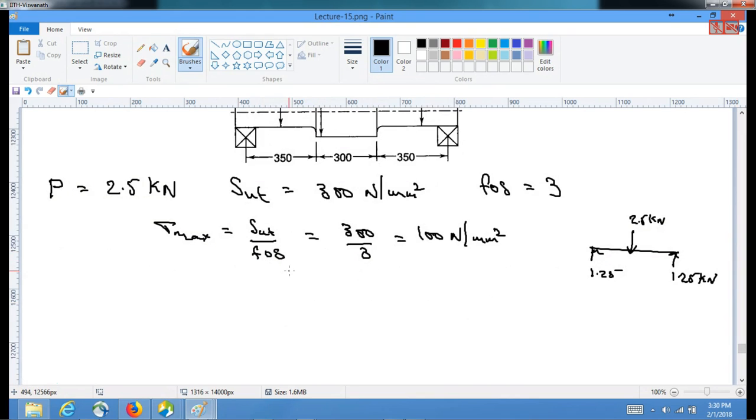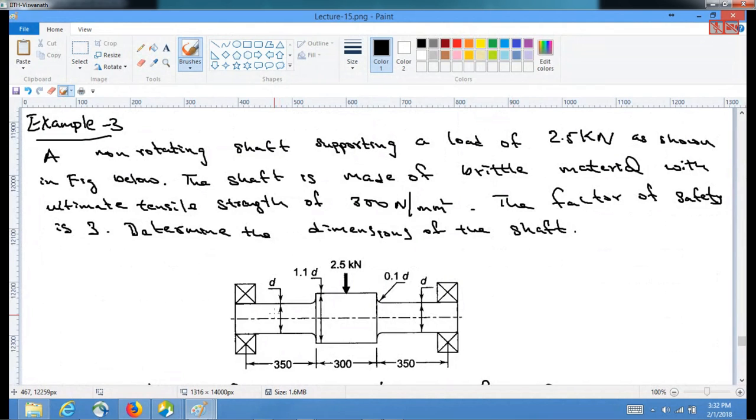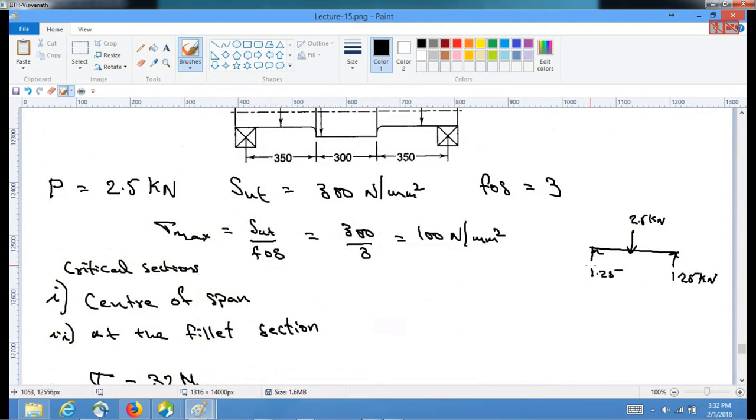has two critical sections. One is at the center of the span, and the second is at the fillet. This is a problem where D goes to 1.1 D and again comes back. It has been transversely loaded by 2.5 kilonewtons. By symmetry, we can say that the reaction forces are 1.25 kilonewton each. And we have two critical sections: one at the center of the span and another at the fillet cross section.